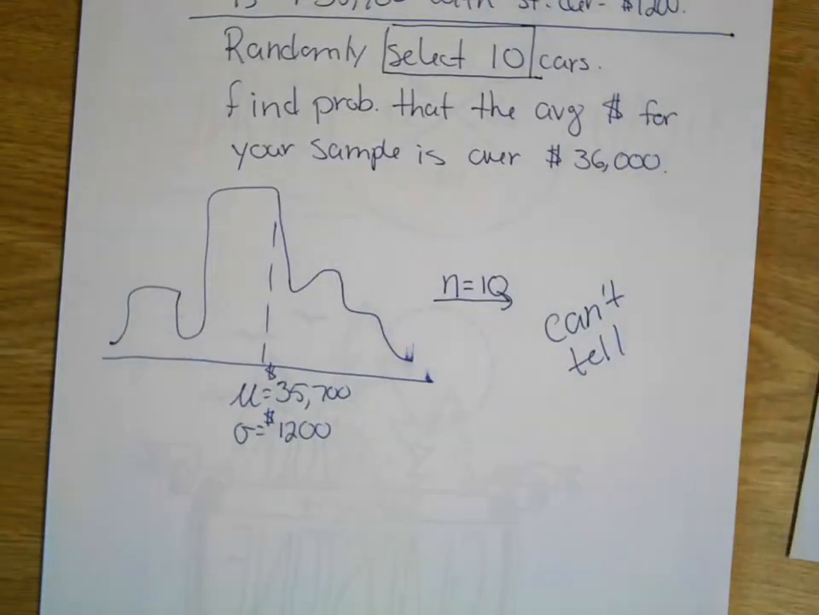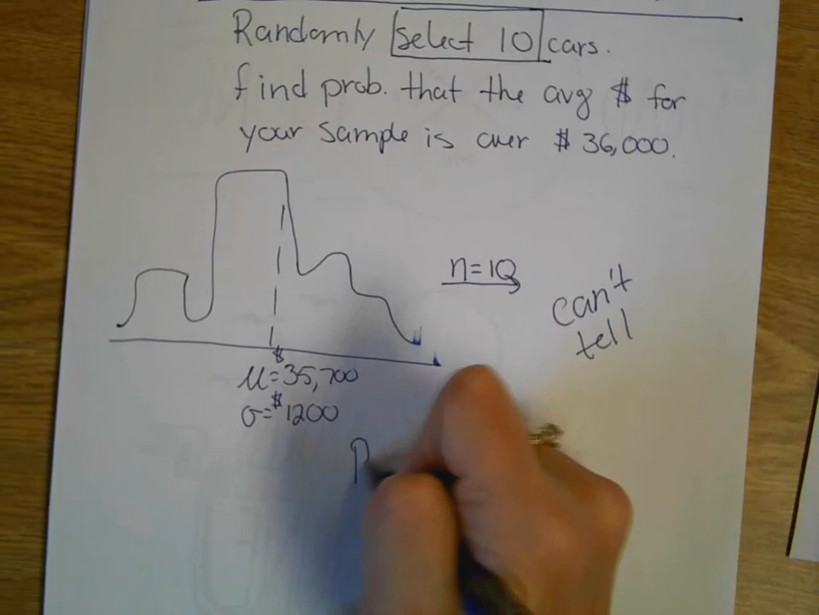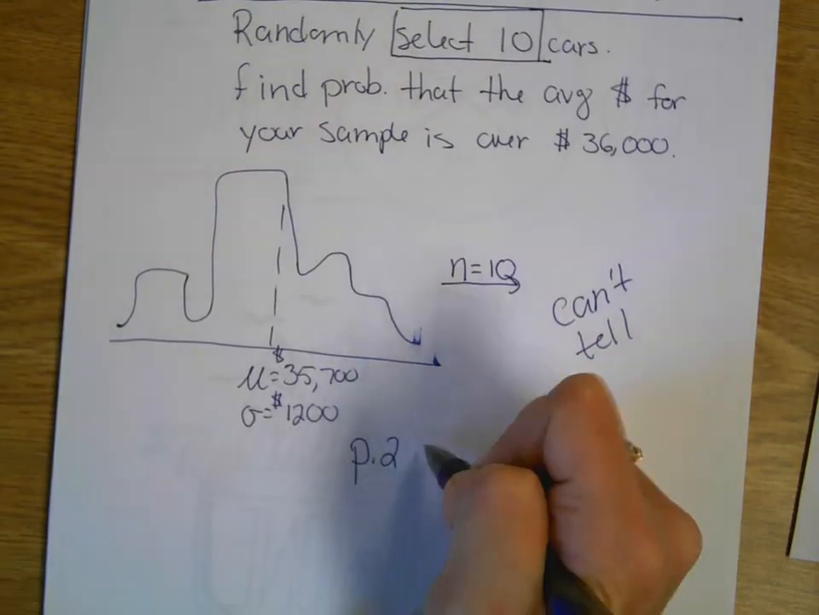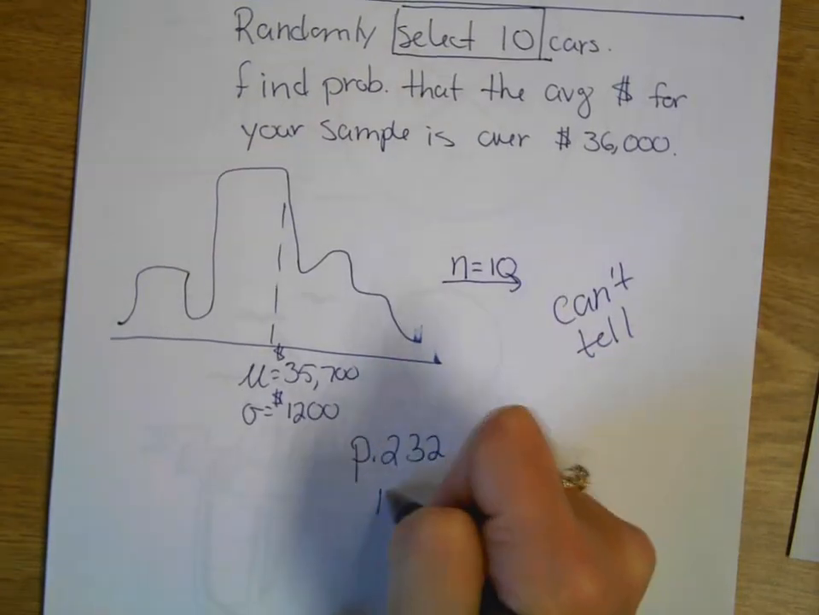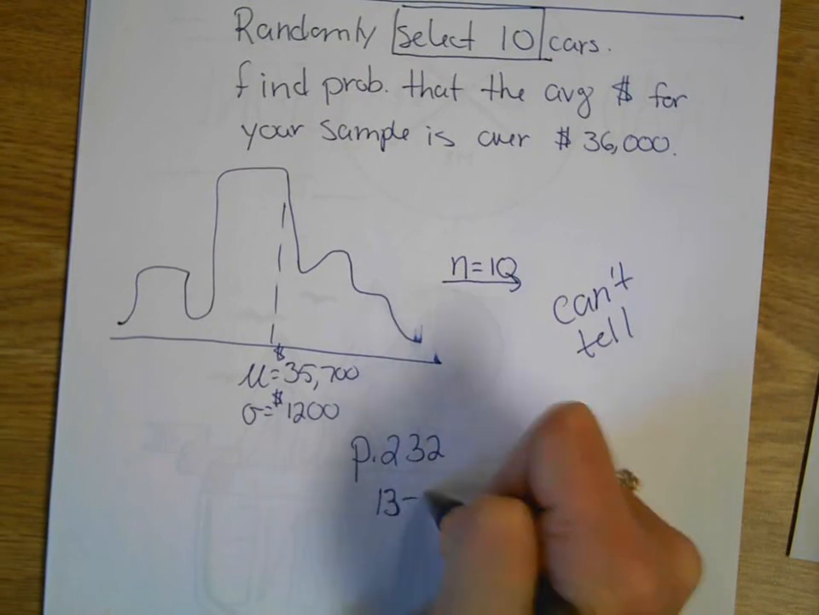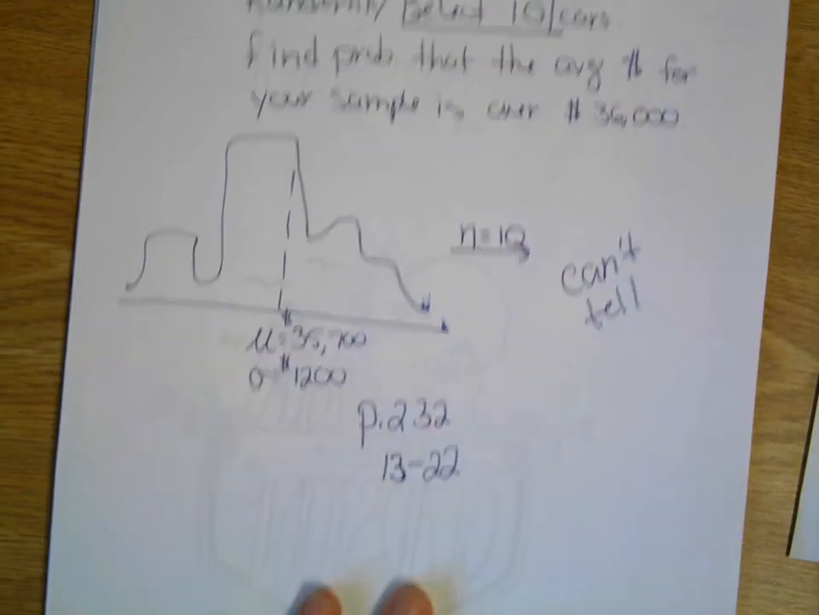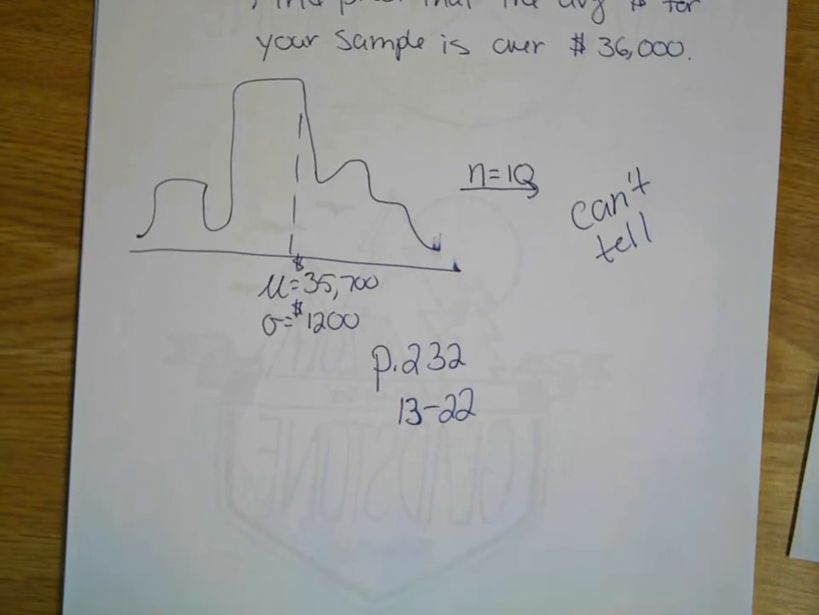Okay, the assignment I have written somewhere. Yes, now I got it. Page 232, 13 to 22. Got the page number written correctly this time. I like it when the two pages are back to back.